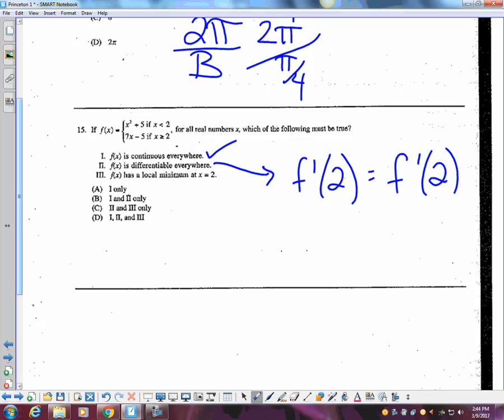Okay, so what's the derivative of the top? 2x. What's the derivative of the bottom? 7. Now plug 2's in. What do you get? 4. Plug a 2 in there. What do you get? 7. So is it differentiable everywhere? No, because their derivatives at that place are not the same.